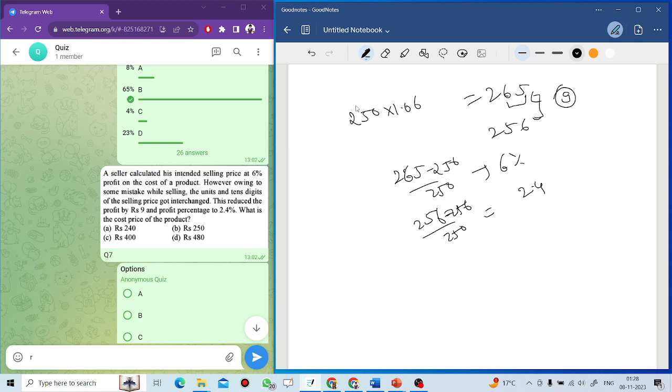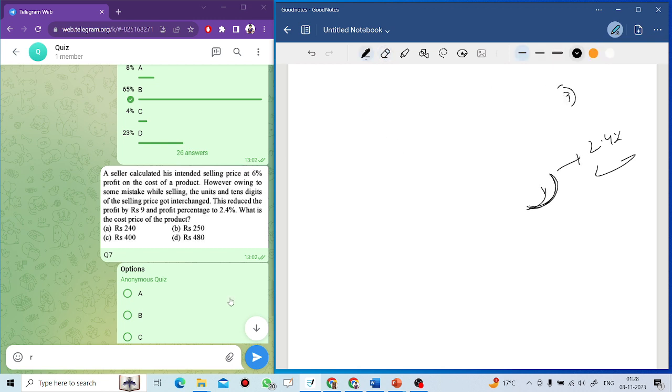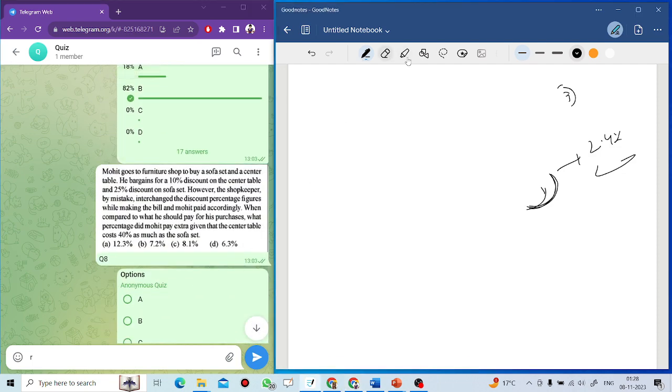Okay. Profit reduced by rupees 9 and the profit percent dropped, you can see the drop, profit percent got reduced to 2.4. So this option 2 is absolutely correct. You can check option 3 and 4 as well. That won't be correct. So B is the answer. Next one.